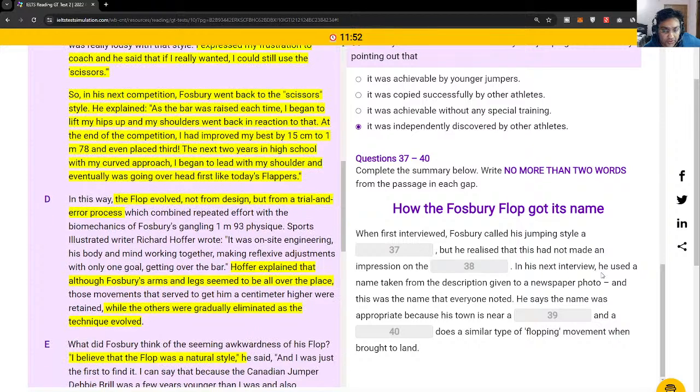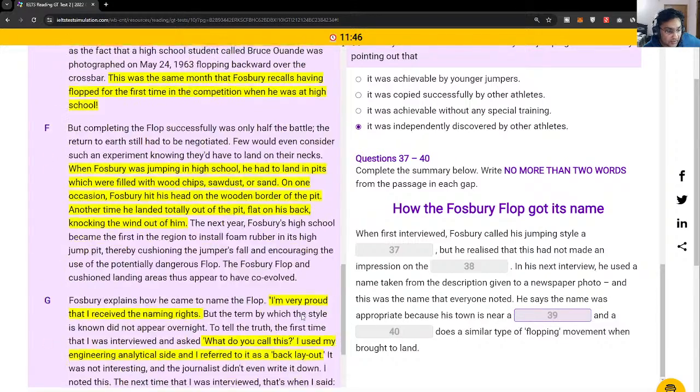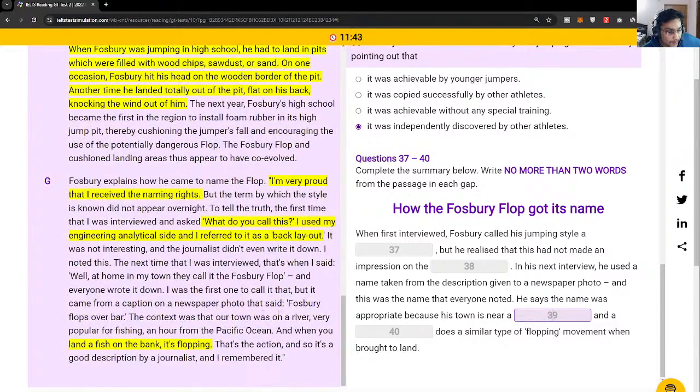Okay, let's move on. The next interview used a name taken from the description given to a newspaper photo. This was the name that everyone noted. His town is near a river. Why? Because it is mentioned here, a river.